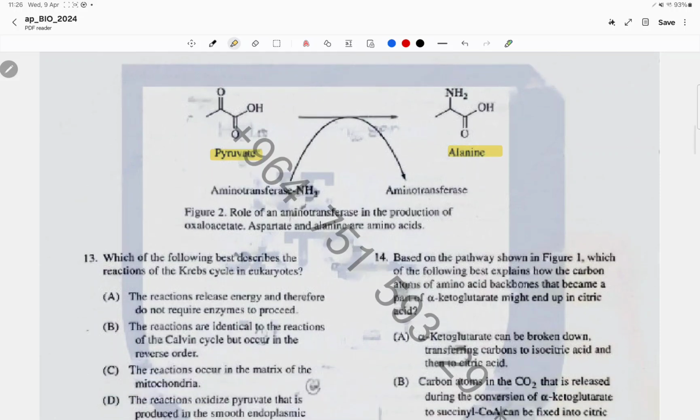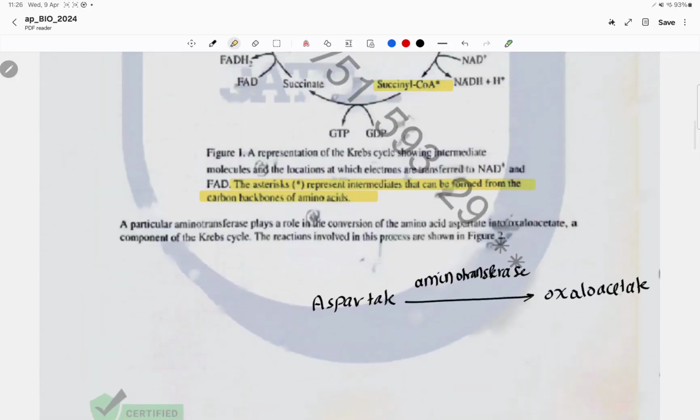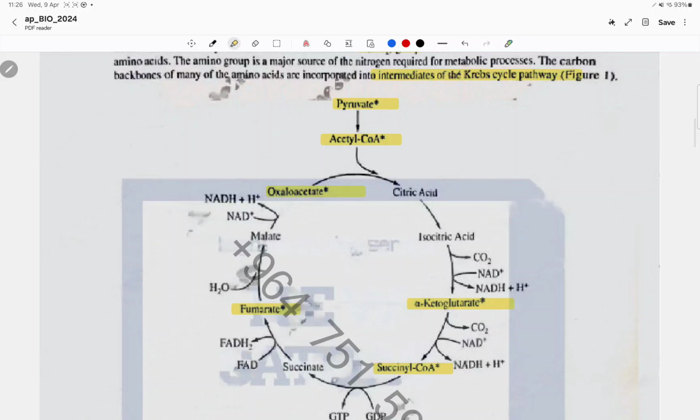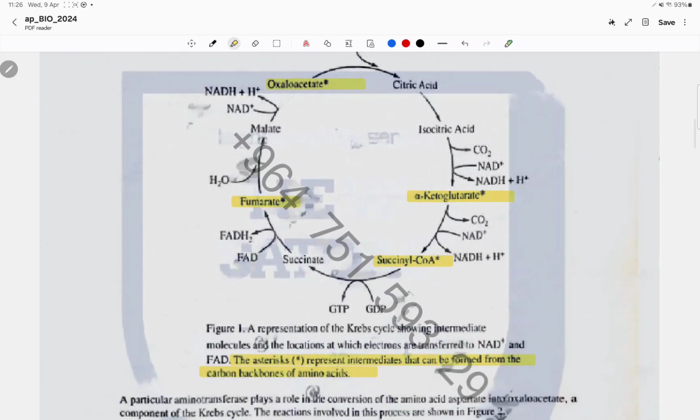Okay. Which of the following best describes the reactions of the Krebs cycle in eukaryotes? Of course, Krebs cycle occurs with the help of an enzyme. Okay, this is background knowledge, that Krebs cycle requires enzymes. And I'm sure that it's also mentioned here. Let's see, our presentation.